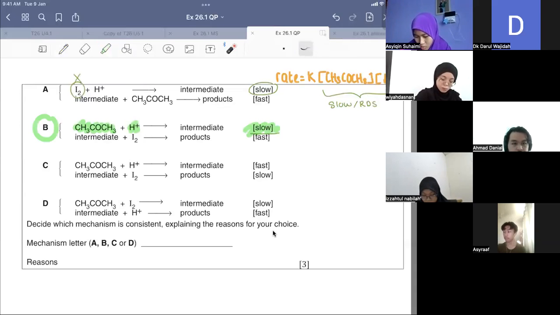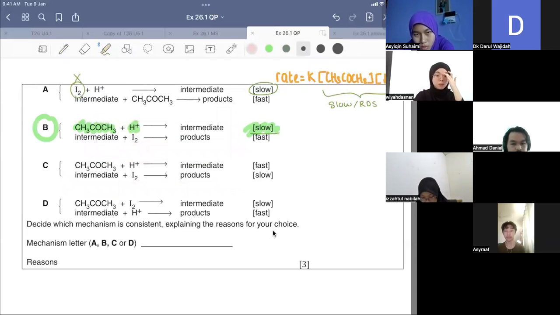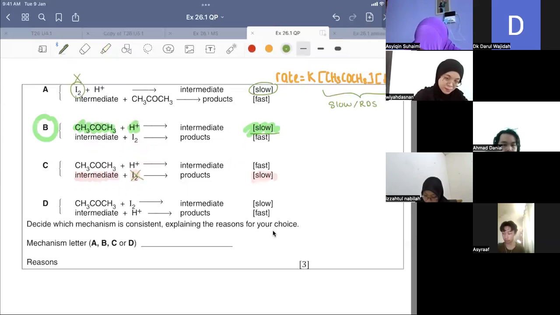Now C, you have to be careful because C has the same steps as in option B, okay? But for C, its slow step actually involves the intermediate and again iodine. So we know that iodine is zero order. It doesn't appear in the rate equation, so it must not appear in the slow rate determining step. Okay, so that eliminates our C. And of course, D is also not correct because we've got iodine as well.